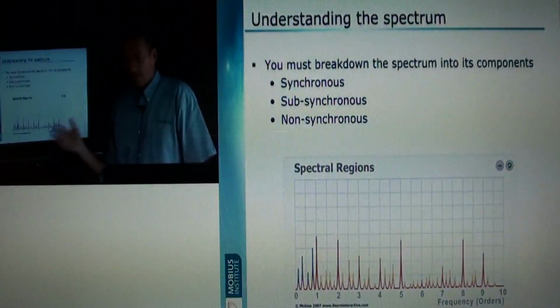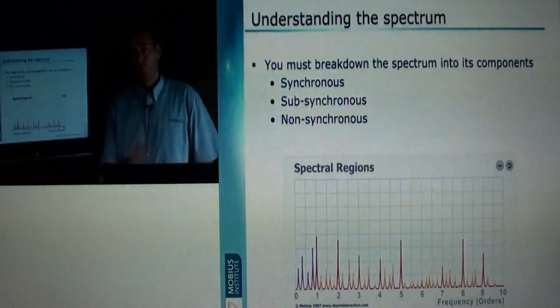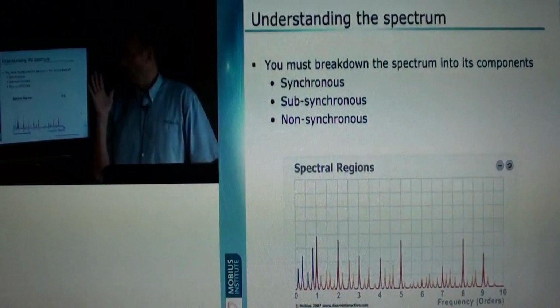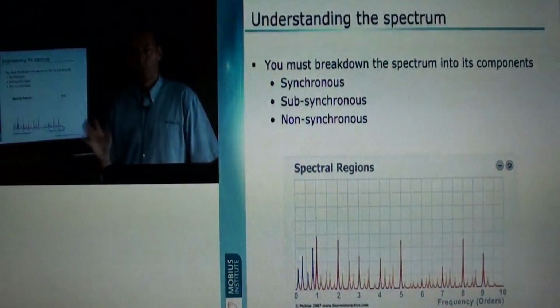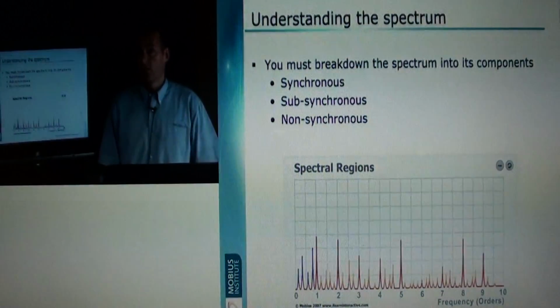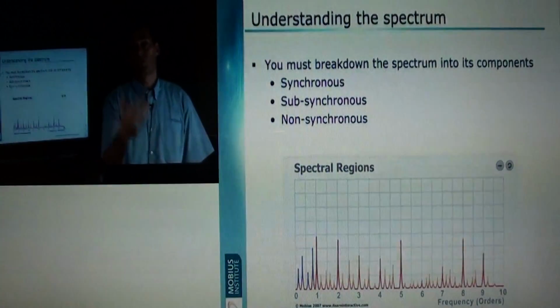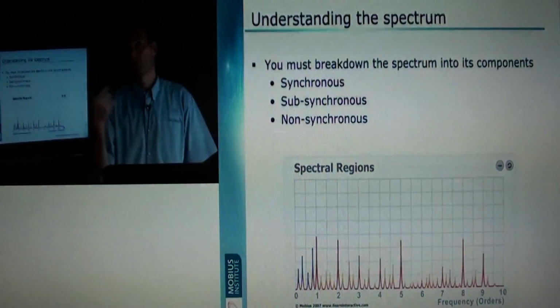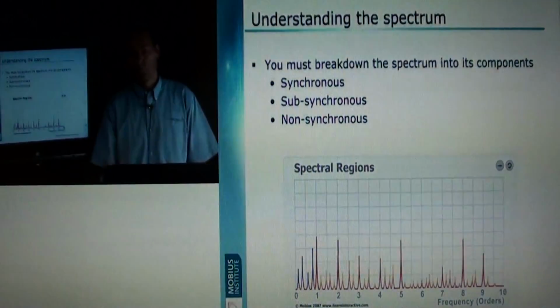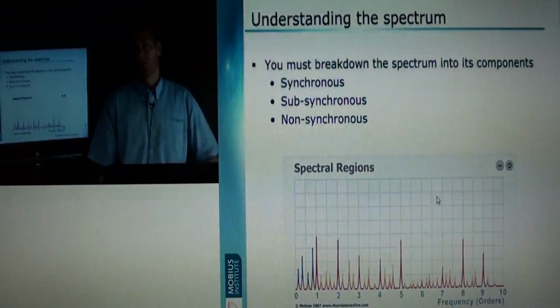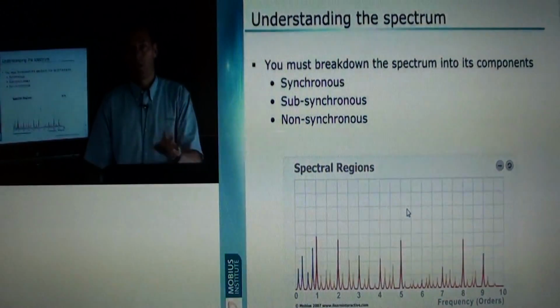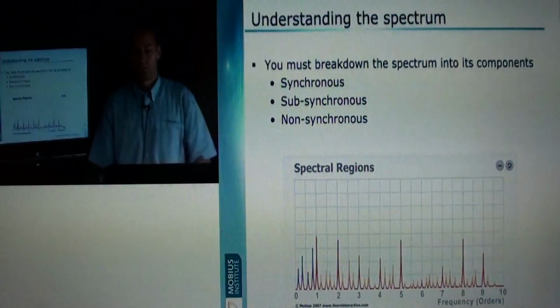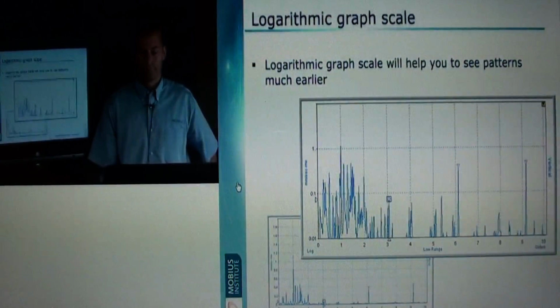Okay, so as I say, the rules are: auto-normalise, look for harmonics, look for sidebands, and that's really the key to using spectrum analysis. And that's whether you're using peak view, enveloping, acceleration spectrum, or velocity spectrum. The only difference is when you actually see the faults appear in the spectrum.